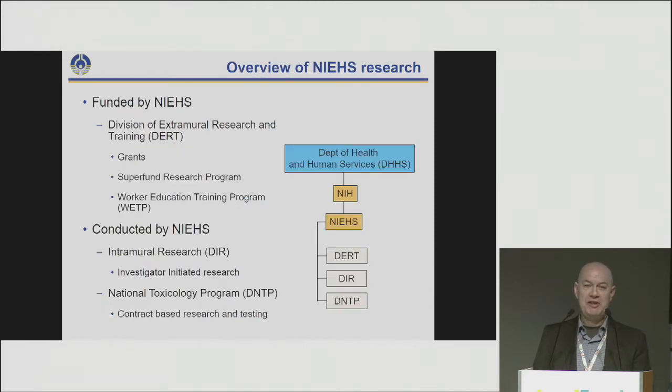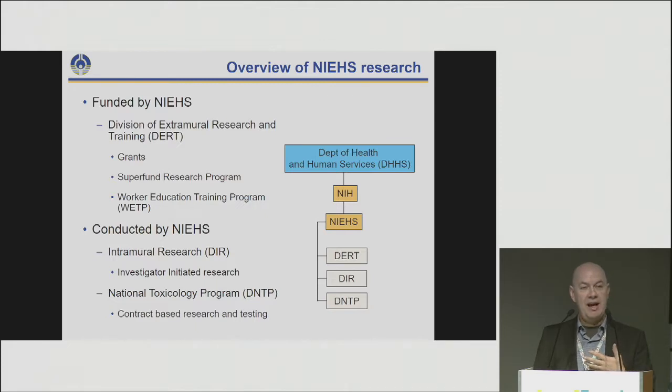And it's useful at this point to understand exactly how NIEHS, which is part of the National Institutes of Health, which is the primary funder of biomedical research in the United States, actually does funding of research. Because it's somewhat different than how the EU does it, and how the NTP interfaces is also slightly different. So as Barry pointed out, the CLARITY program was funded by the Division of Extramural Research and Training. This is the organization within NIEHS that gives out grants to individual researchers. There's also work that goes out under the Superfund Research Program, and also worker training programs.